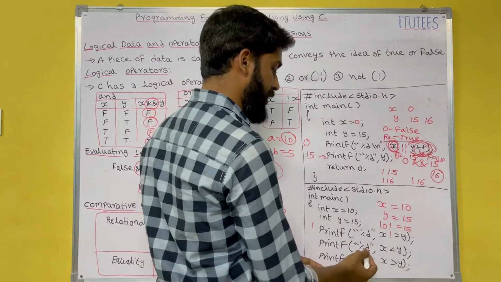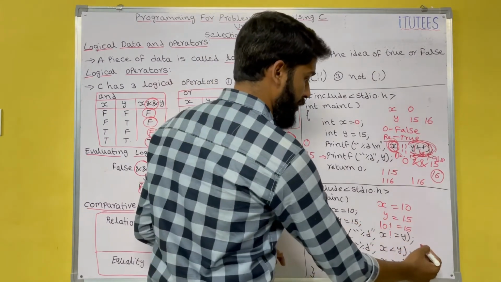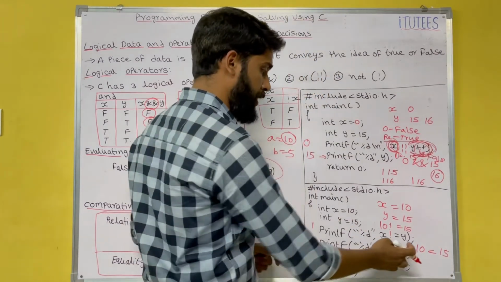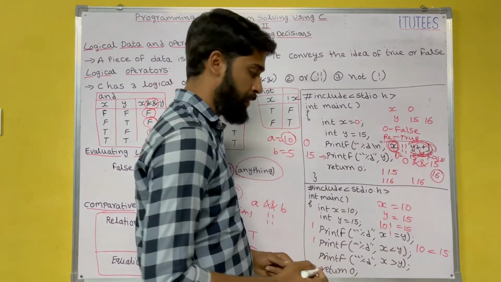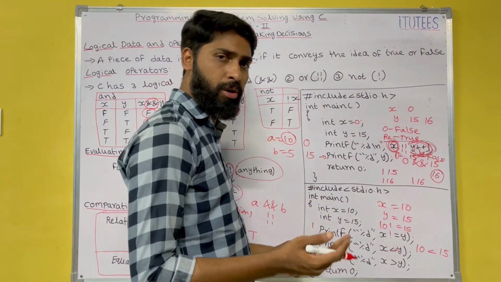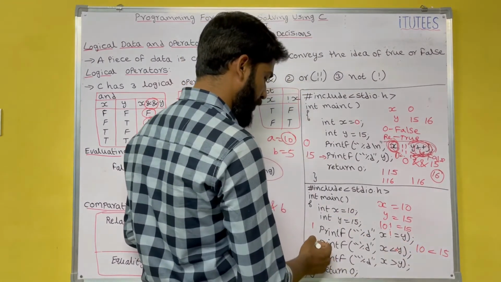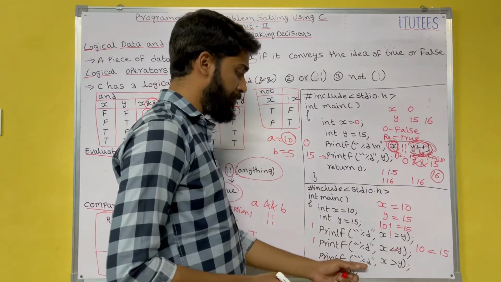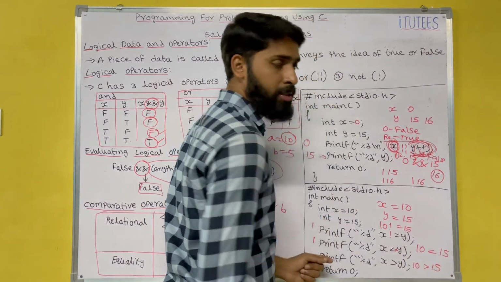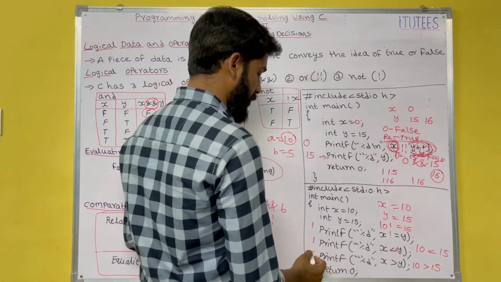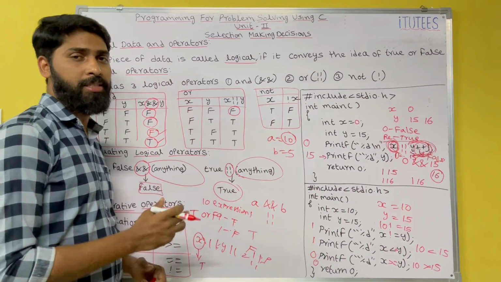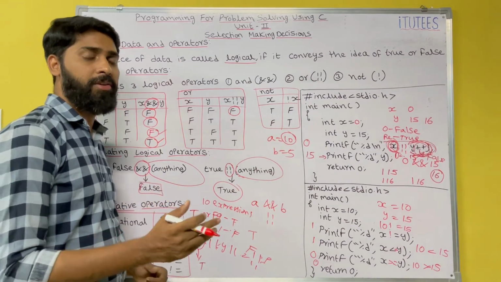Next, printf percentage d, x less than y. What is the x value? 10 less than 15 is true, so in this case it prints 1. If I use x less than or equals to y, 10 less than or equals to 15, in this case also it is true, so it prints 1. Next, printf percentage d, x greater than y. 10 greater than 15? No, in this case it returns 0. These logical and comparative operators we will use in selection, making decisions, in our next class.